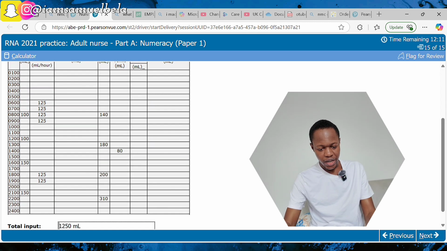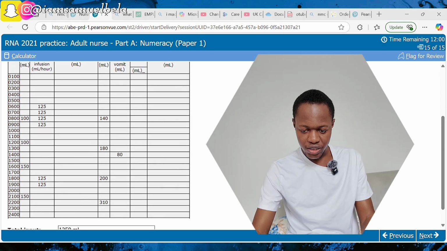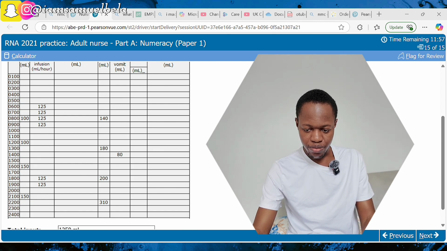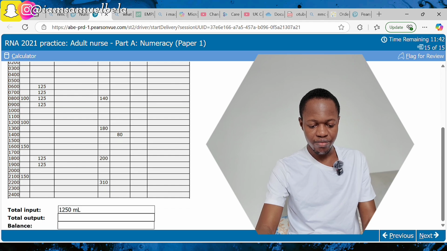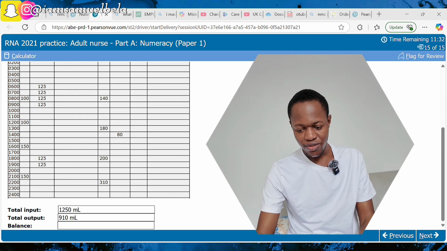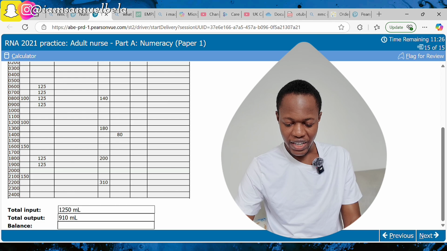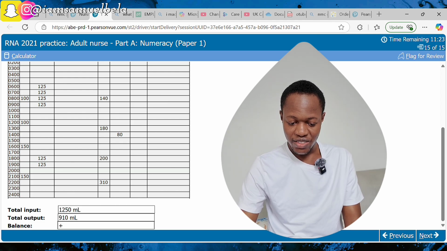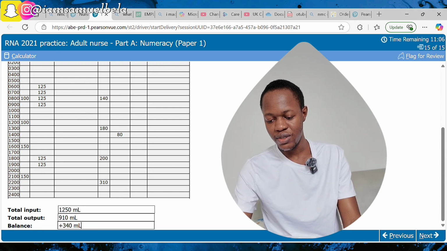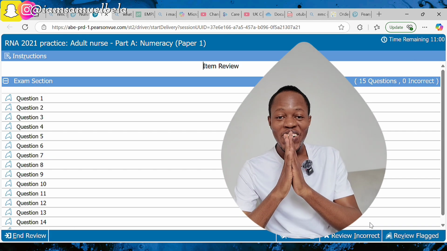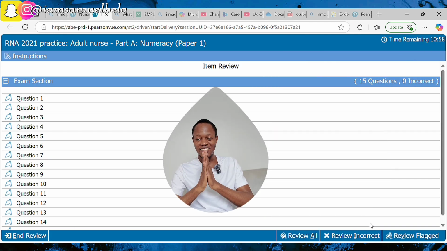Because if you read the instruction, it says if the patient has gained. So total output now, we've got 140 plus 180 plus 80 plus 200 plus 310 equals 910 ml. So we are going to subtract this from each other. So our final answer, don't forget the person gained. So it will be plus, what was that again? 340. I can't remember if there's supposed to be plus or minus in this total input and output, but let's just see, guys. We got everything, so you can see that it is very easy, honestly.